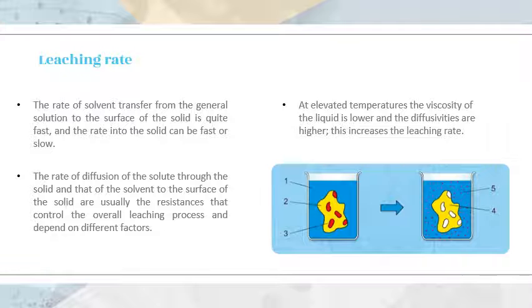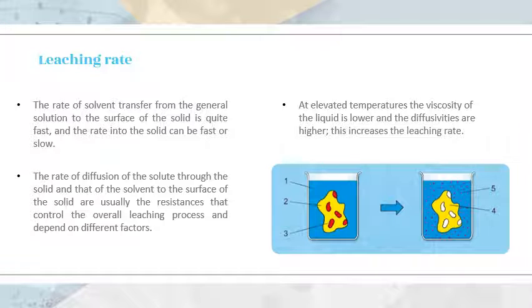The rate of diffusion of the solute through the solid and that of the solvent to the surface of the solid are usually the resistances controlling the overall leaching process and depend on several factors. For example, if the solid consists of a porous structure, with the solute and solvent located in the pores of the solid in a natural substance, there are additional complexities due to the presence of cells. As for the speed of leaching, when a material dissolves from a solid into the solvent solution, the rate of mass transfer from the solid surface to the liquid is usually the controlling factor in the entire process. There is no resistance in the solid phase when pure matter is involved.